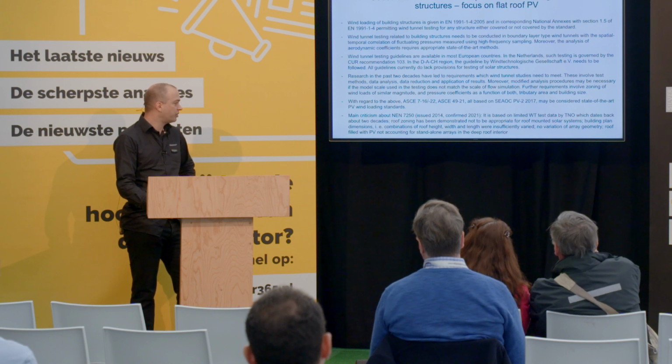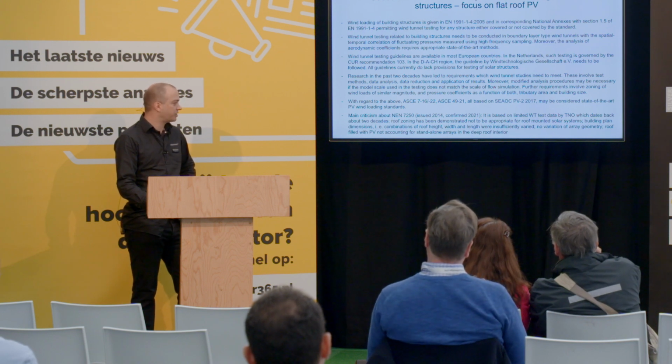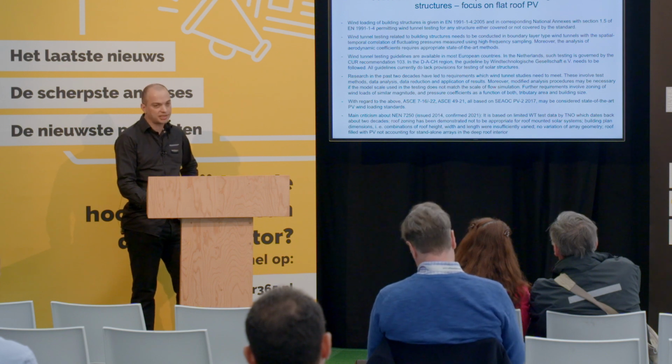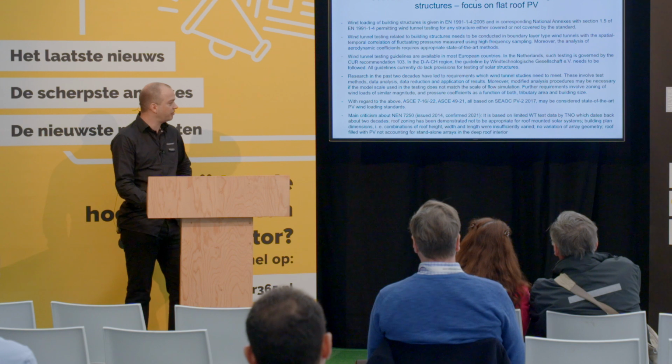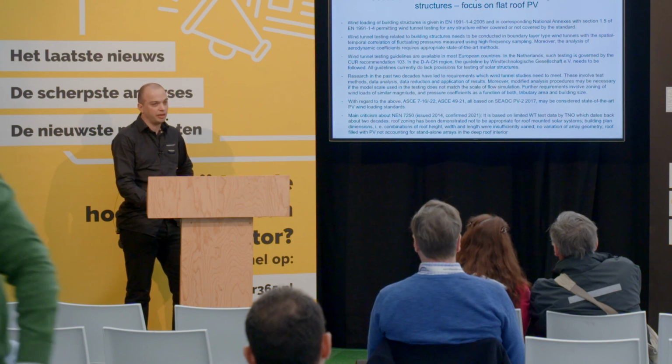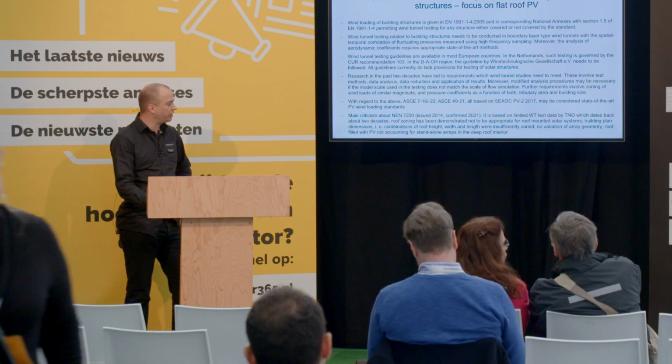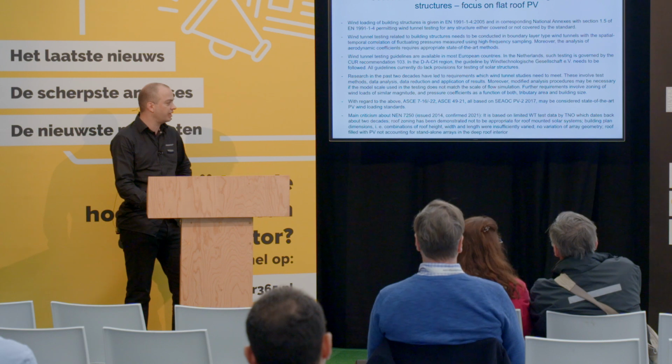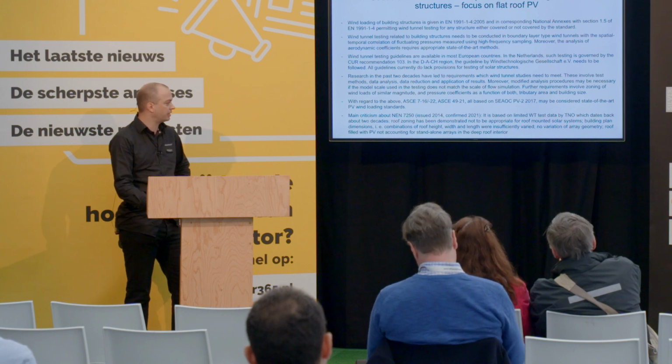And with regard to the above, there are state-of-the-art PV wind loading standards, which are the US building codes, AC 716/22, AC 49/21, and they all have in common that they are based on a guideline from California, the Structural Engineers Association of California Guideline PV2 2017.